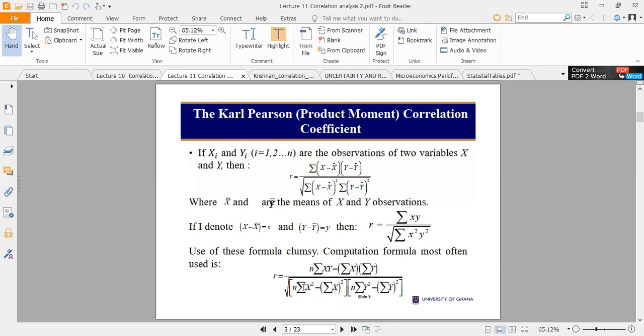That I know we can all do. We just find the values of these terms, and then we substitute them, and we'll be able to get the value of r. So your job here is just to know the formula. You just need to know the formula.